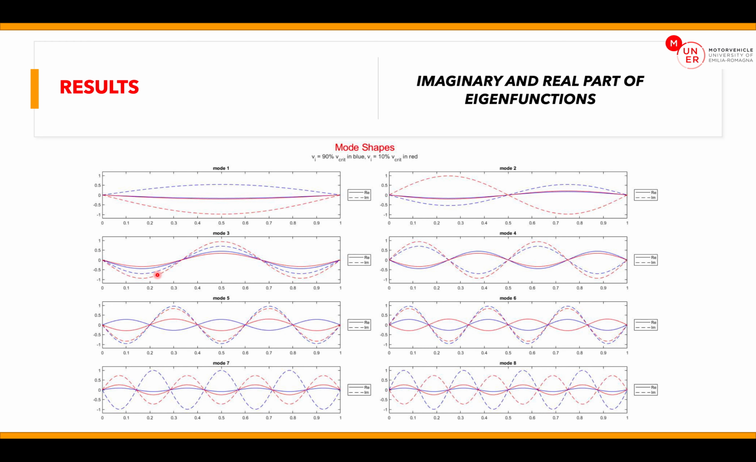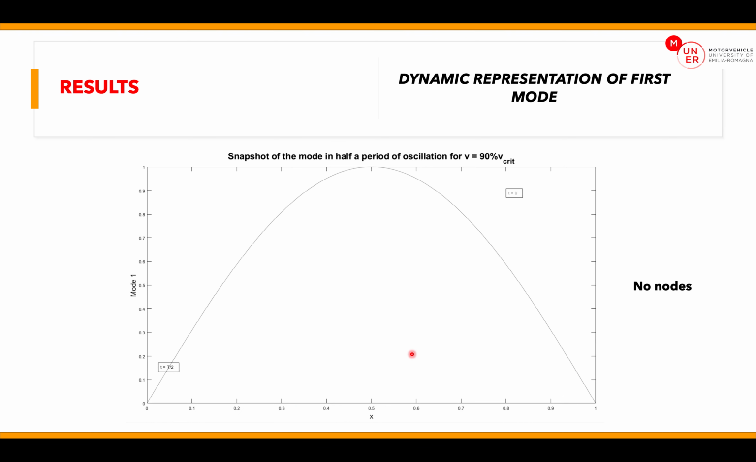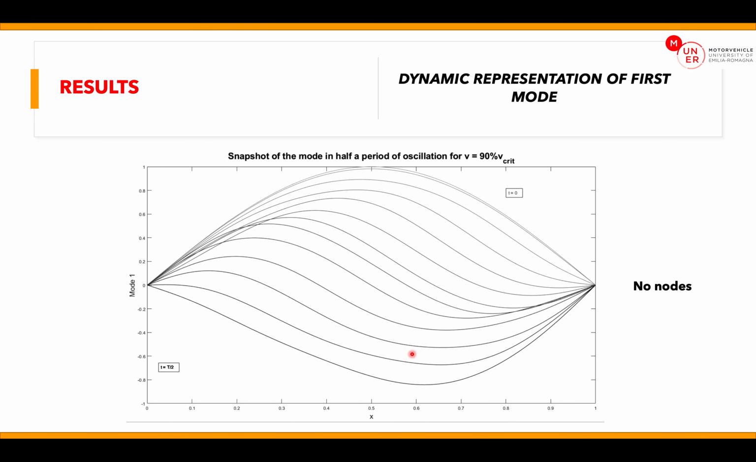We'll now talk about the representation of imaginary and real part of eigenfunction. In accordance with what we discussed before, the imaginary component of the shape grows as the speed increases, and the main effect of velocity is observed in particular for high modes. To evidence the fact that we have traveling and not standing waves, we show you a dynamic representation of the first mode. As you can see, the nodes are not present.